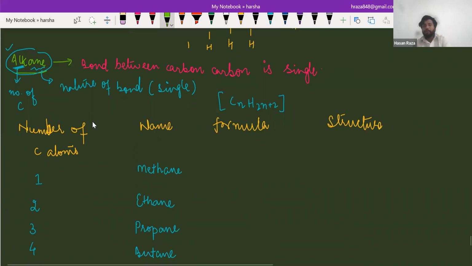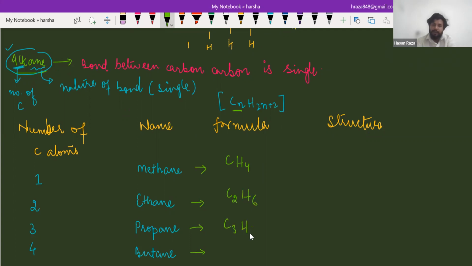The most important point is here. You are going to write the formula of methane, ethane, propane, butane. Whatever is the number of carbon, the number of hydrogen will be double plus 2. So it will be CH4. In the same way, C2H6, and C3H8: double of the carbon plus 2, 3 times 2 is 6, plus 2, that will be 8. And then C4H10.